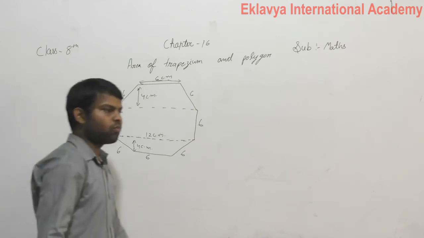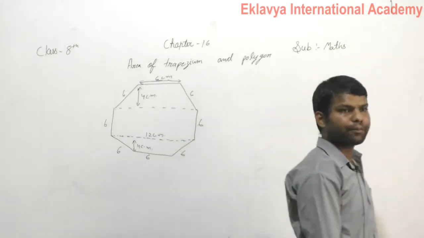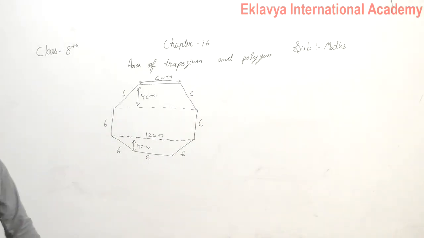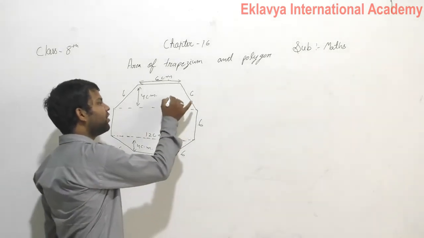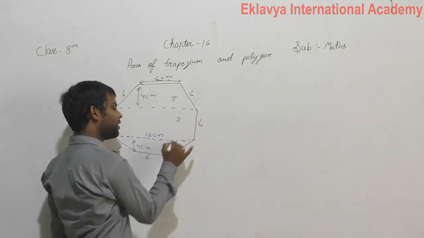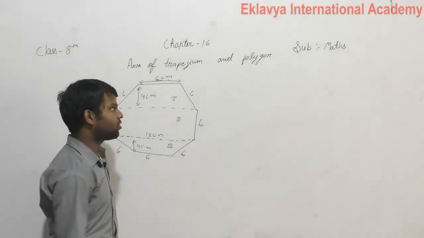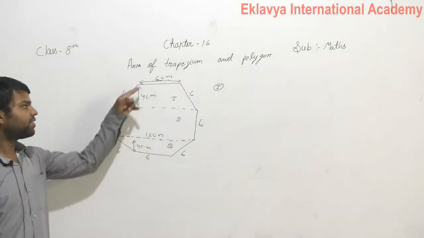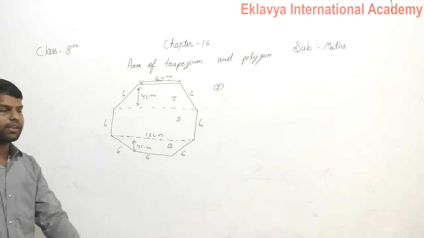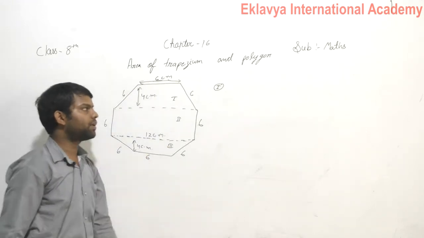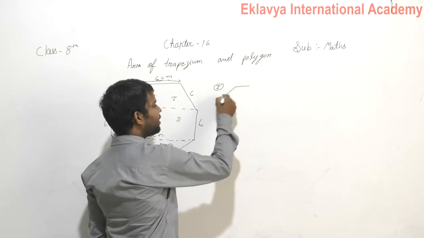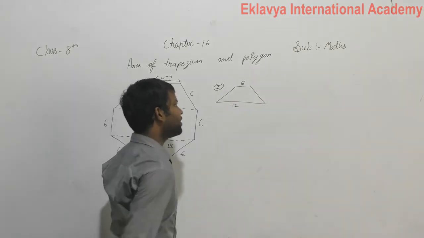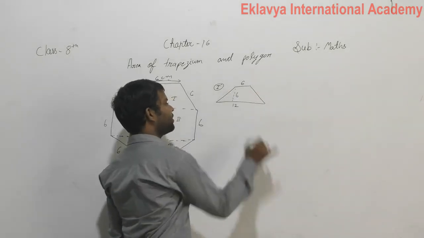So how will we find out this question? If we want to find area of this polygon, then we will divide this figure into first part, second part and third part. First we find area of first part. Here the first part is the shape of a trapezium. See here, bigger side is 6, down side is 12, and height of the trapezium is 4.